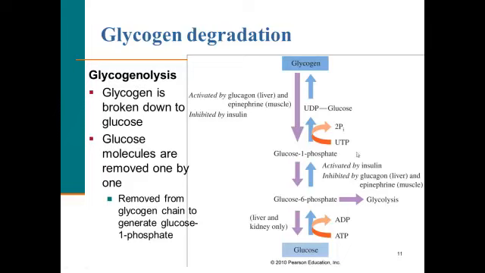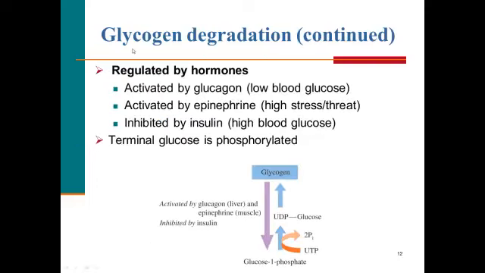Now, during times of low blood glucose, our glucagon levels will increase, or during times of threat, our epinephrine levels will increase, and these will signal to the liver or to the muscle that glycogen needs to be utilized to generate glucose. So the degradation of glycogen is going to be activated by both glucagon and epinephrine, but inhibited by insulin, so that these two processes aren't working against each other simultaneously.